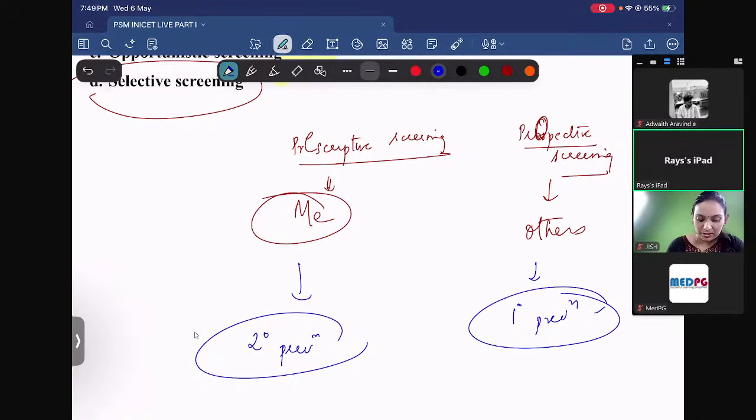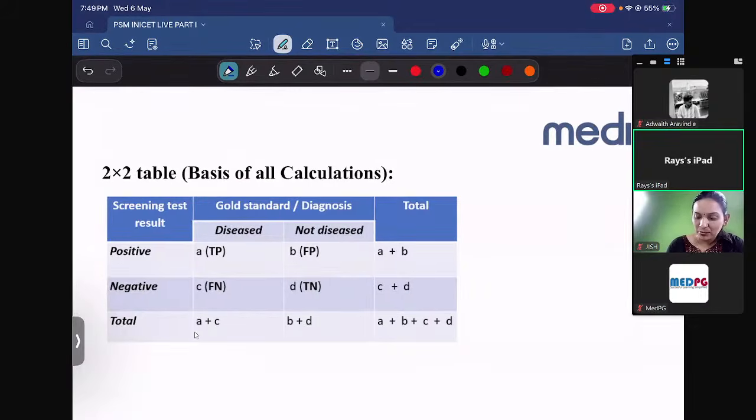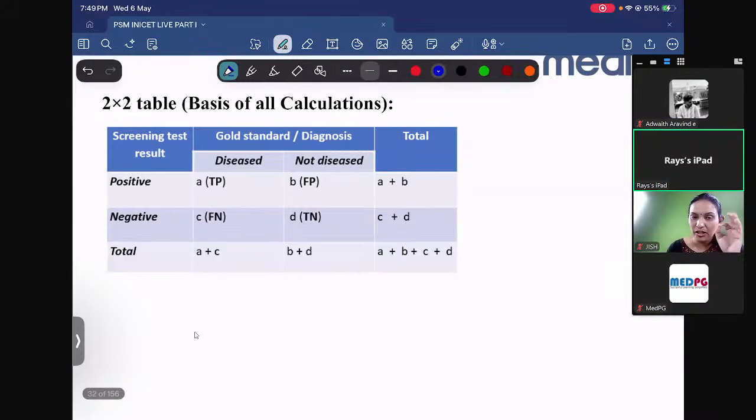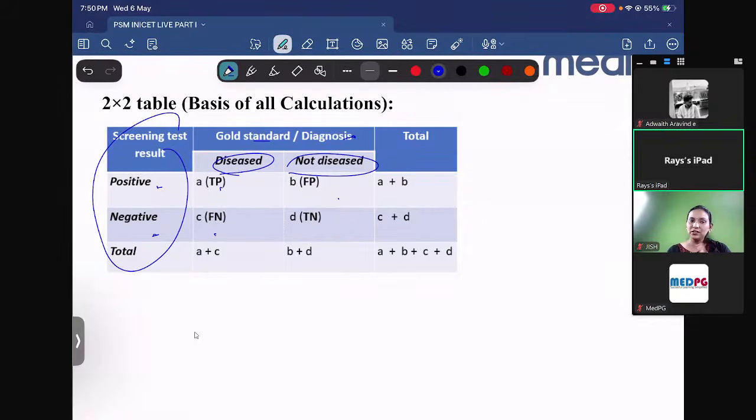Moving on to the next question. No, sorry, not the next question. This is just showing you the 2x2 table basics for all calculation in the screening chapter. So you draw it just like your odds ratio and relative risk. When you have a screening related question where you are asked to calculate sensitivity, specificity, positive predictive value, negative predictive value, whichever value, draw the 2x2 table first and then go. Again, here also truth is on the top. So your disease and non-disease people are on the top. Your screening test result, whether positive or negative, is on the side, and the gold standard is on the top. Then you have your true positive, false positive, false negative, and true negative. And then you calculate the sensitivity, specificity, positive predictive value, and negative predictive value.